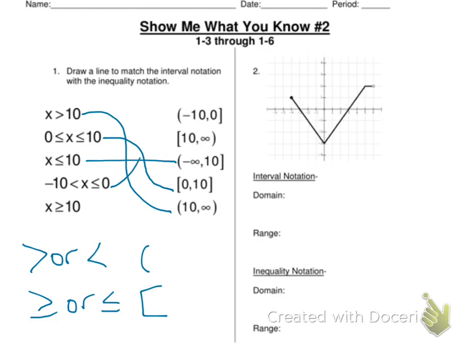So here's all the answer choices. Check them, pause, make sure you understand why each of them were chosen.